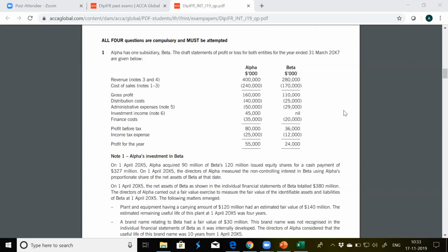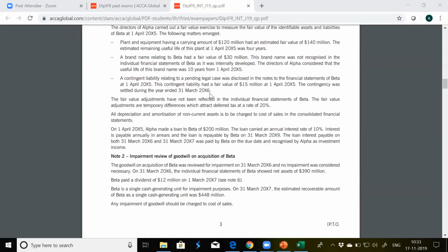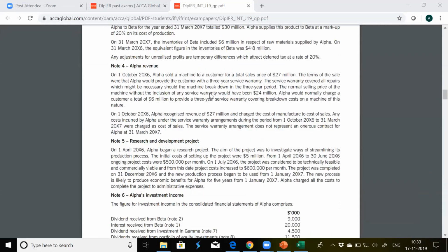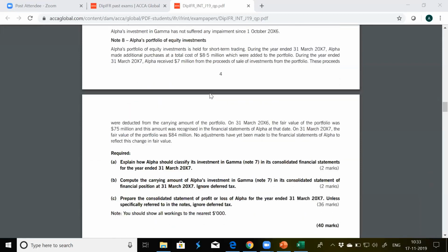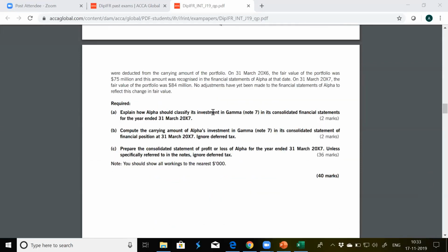Let's read it together. Whenever you see a question, don't read it from the beginning, read the requirement first. And what is the requirement? The requirement is to explain how Alpha should classify its investment in Gamma, that is note 7, in its consolidated financial statements for the year ended 31st March 2007.